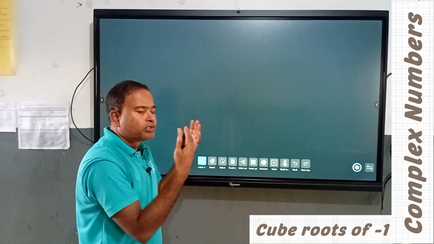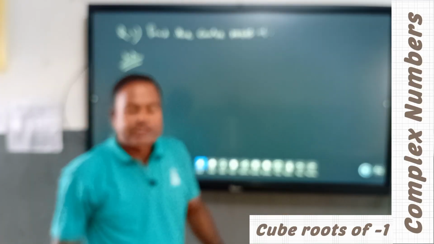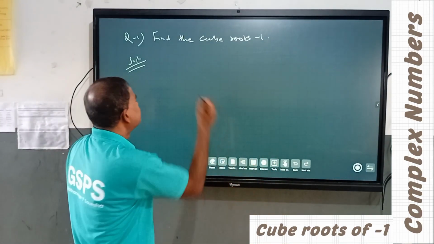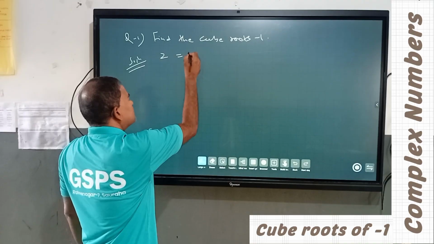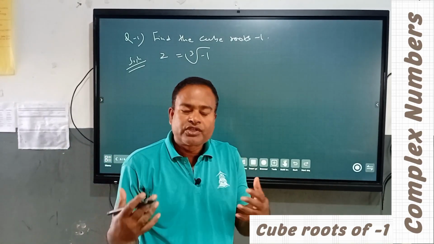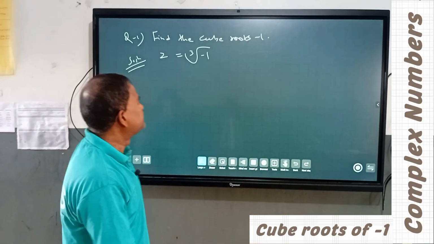Today in this video, we are going to learn how to find the cube root of -1. So here we go. Dear students, let's suppose the cube root of -1 as z. z equals cube root of -1. We are going to find the cube root of -1 by the factorized method.